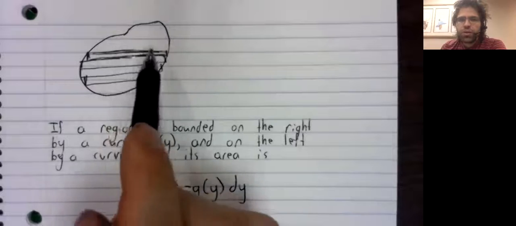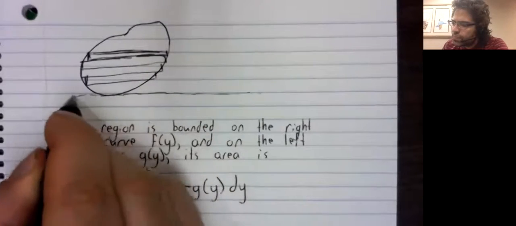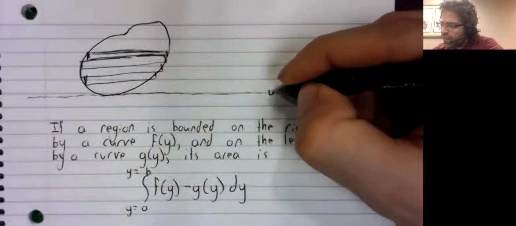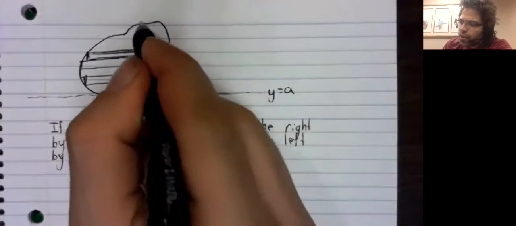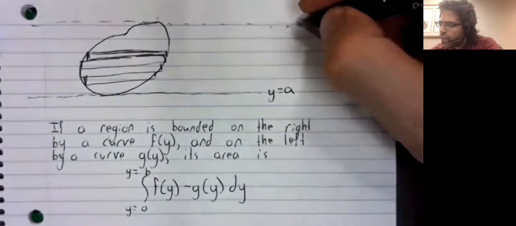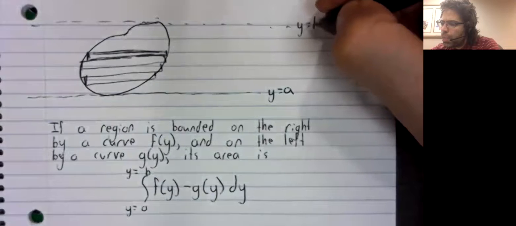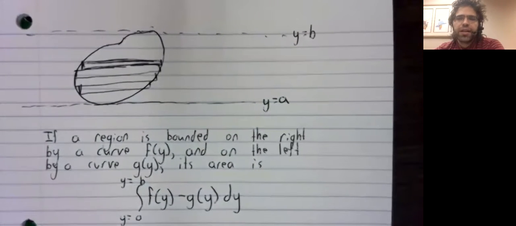So if this is the curve in question, we've got a lower limit and an upper limit, not a left and a right bound the way we do with the vertical rectangles.